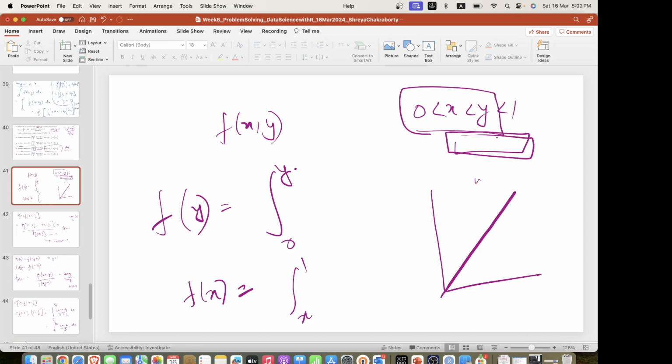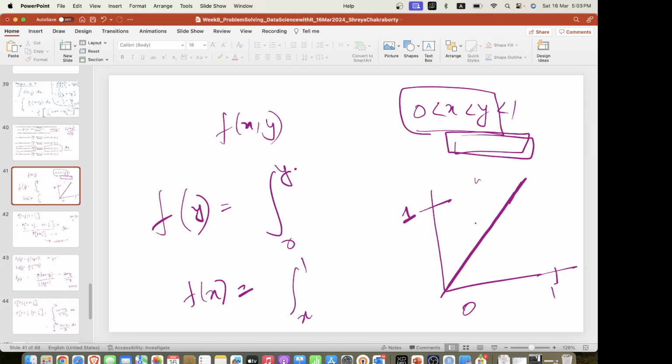Ma'am, please explain a little on the graphical method. Okay, let's say here both x and y have to lie between 0 and 1, so it has to be 0 to 1, and this is also 0 to 1. So if 0 less than x less than y less than 1, which side of the line are you interested in?